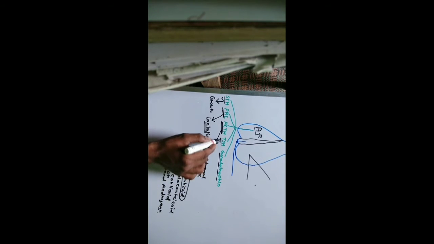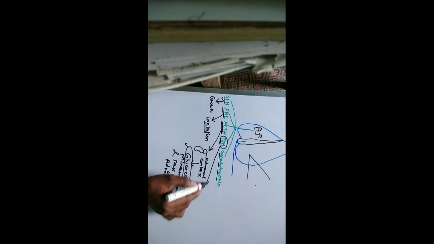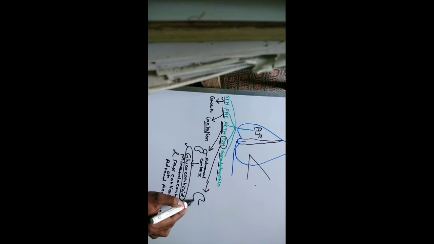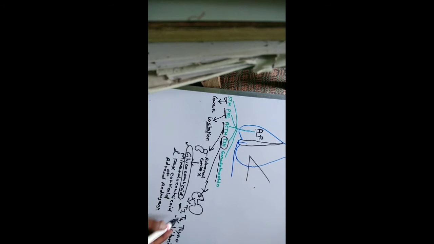Next, the thyroid stimulating hormone. The function of the thyroid stimulating hormone is that it acts on the thyroid gland and releases T3, T4 and thyrocalcitonin. T3 is the triiodothyronine. Okay. T4 is the tetraiodothyronine, and thyrocalcitonin. Okay.